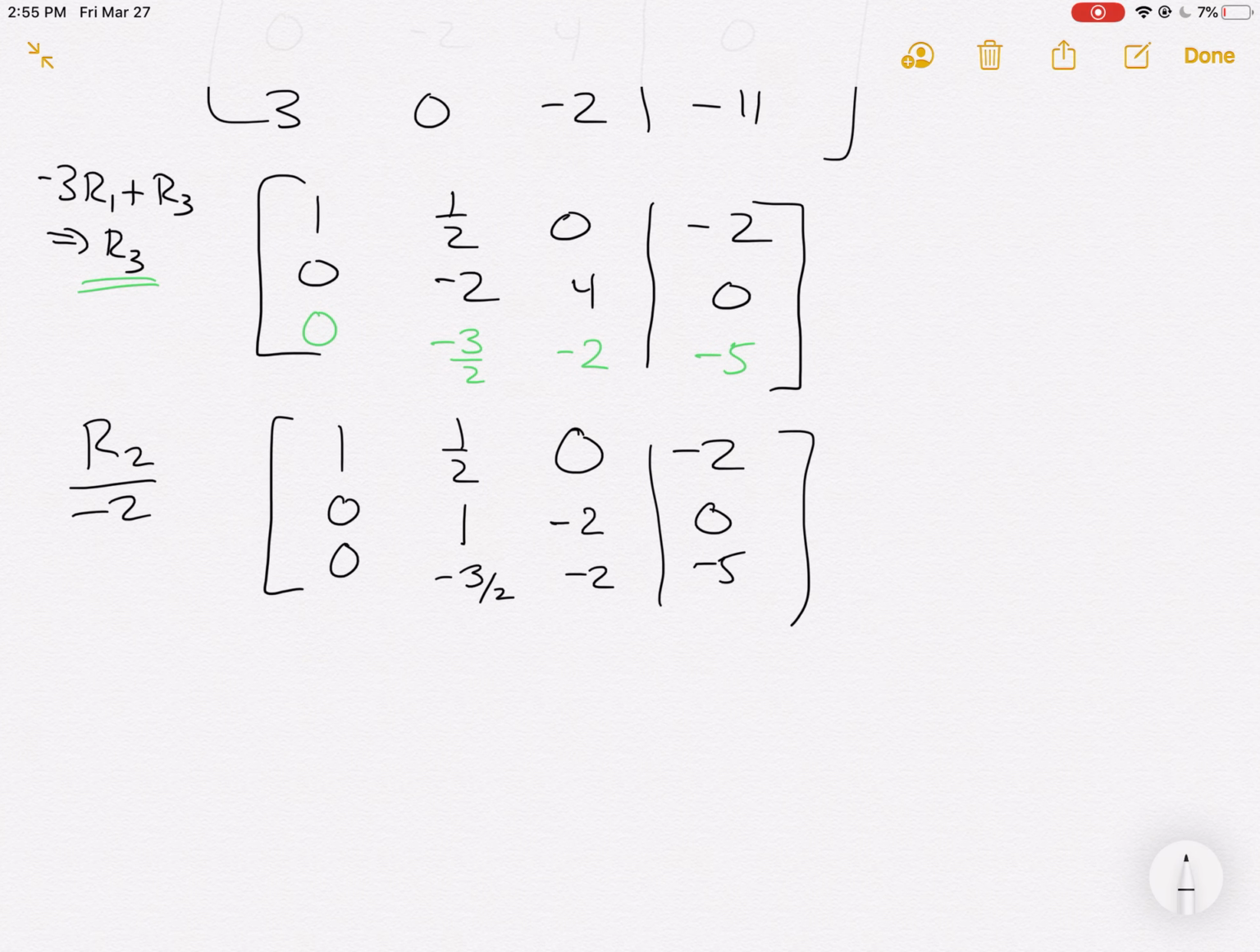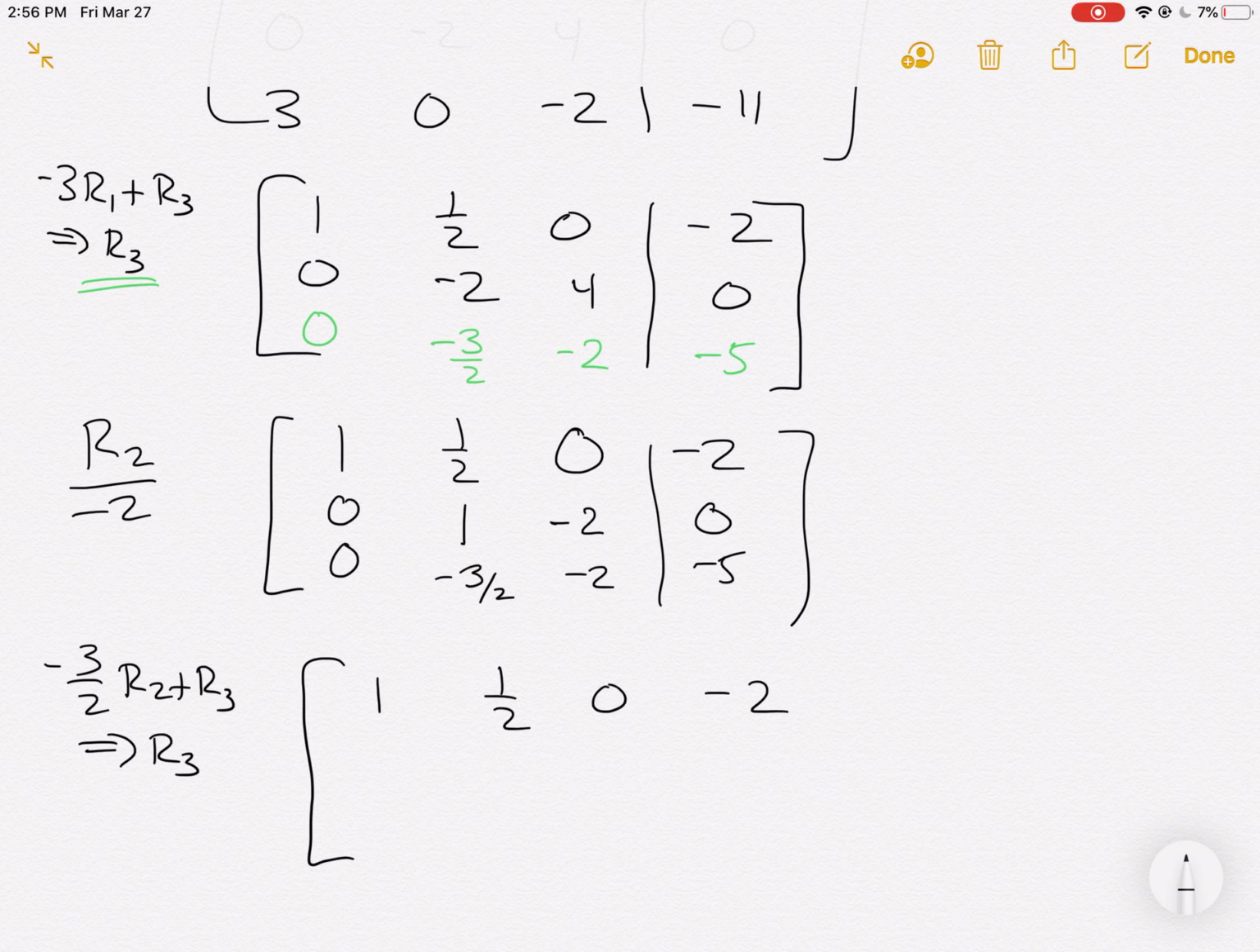The last thing to do is to clear out that last row. I could do it very quickly by taking negative 3/2 times the current row 2, adding it to row 3 to produce a new row 3. Notice we're manipulating row 3 again. That's fine. Nothing's going to change in that process. You don't have to put yourself under any undue constraints. We're going to take negative 3/2 times 0 and add it to 0. We get a 0.